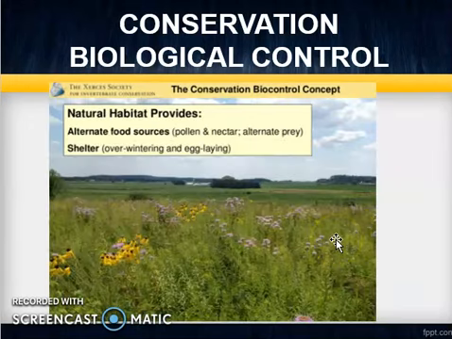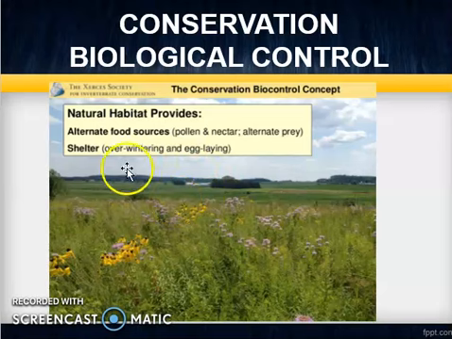Okay, now, what does natural habitat provide for insects, specifically for our natural enemies or beneficial insects? The first one is an alternate food source, because plants can provide pollen, nectar, and alternative prey as a food source for our beneficial insects. Lastly, it provides a place for these animals for shelter, overwintering, and egg laying.